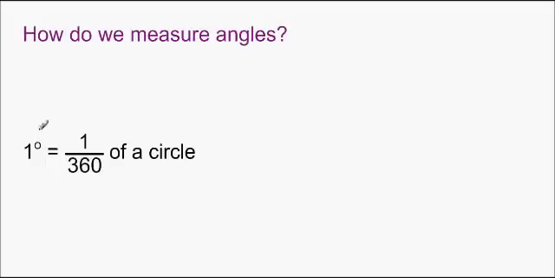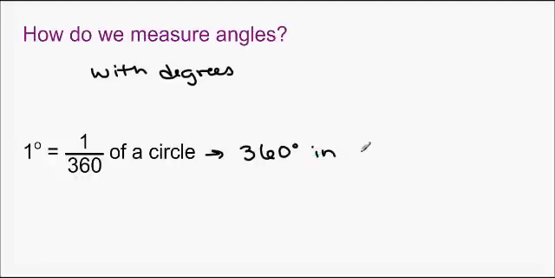Okay. The question here is, how do we measure angles? And again, this is review, so you measure angles with degrees. So degrees are your unit. And 1 degree is 1/360th of a circle. So using this knowledge, you can infer that there are 360 degrees in a circle. You've probably heard that before also.